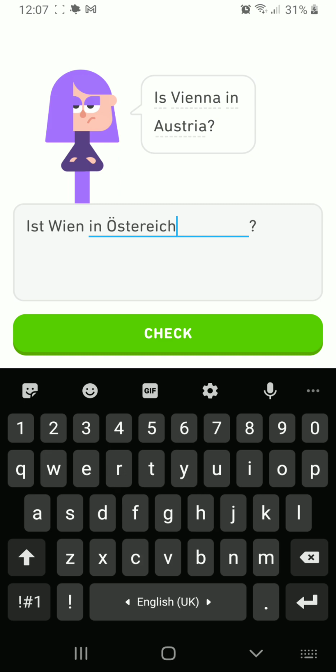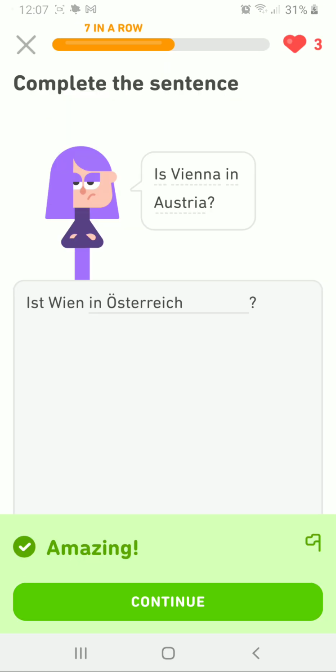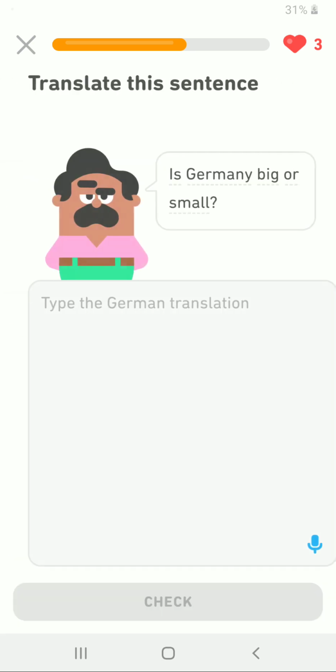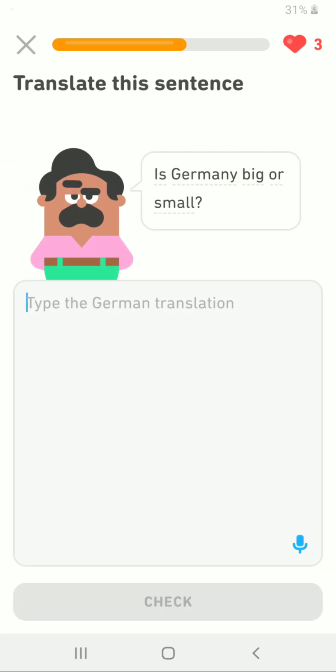Österreich. With double R, sorry. Österreich. This is good. Ja, Wien ist in Österreich. So this is good.